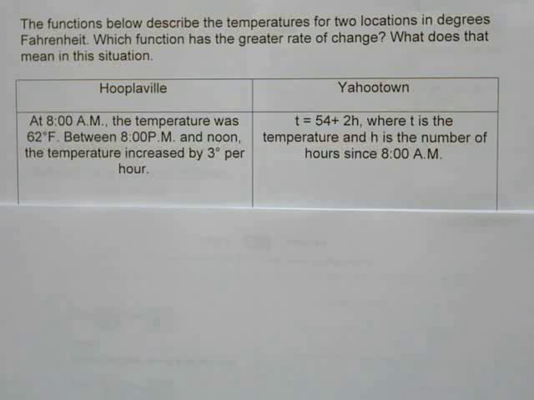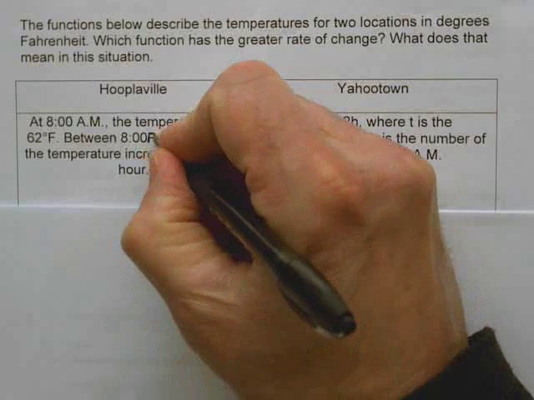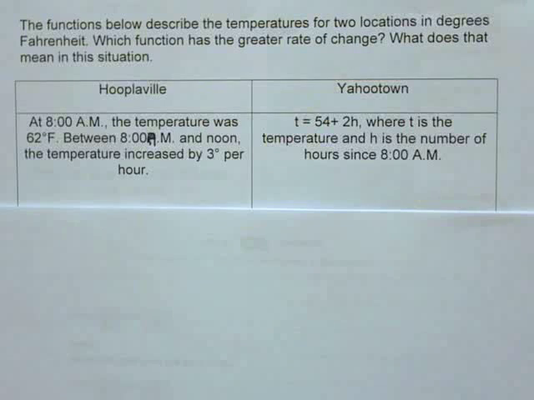In Hoopleville, at 8 a.m., the temperature was 62 degrees. Between 8 p.m. and noon, the temperature increased by 3 degrees per hour. All right, so at 8 o'clock in the morning, the temperature was 62 degrees. I'm going to say that this is a mistake, and that's actually supposed to be between 8 a.m. and noon, because I don't think it would have been increasing between 8 p.m. and noon. All right, so the temperature increased by 3 degrees per hour.